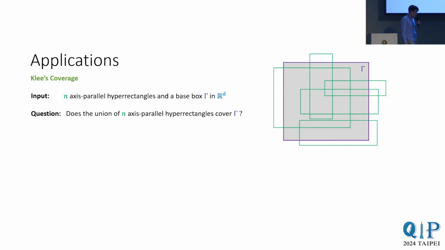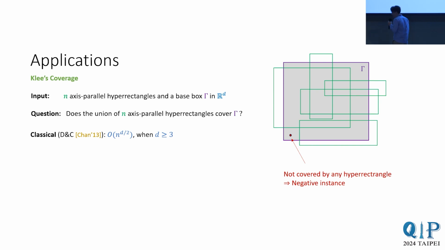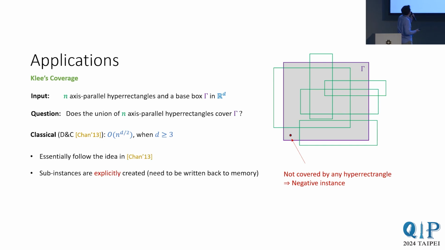Here are two applications. The first one is Klee's coverage, which comes from computational geometry. Given n axis-parallel hyperrectangles and a base box gamma in d-dimensional space, the question is to decide if the union of the n axis-parallel hyperrectangles covers gamma. Here's a picture. As we can see in this picture, the right dot is not covered by any hyperrectangle. That's why it's a negative instance here. Classically, Chan in 2013 gave a very beautiful algorithm to solve this problem in order n to the d over 2 when the dimension d is bigger than 3.